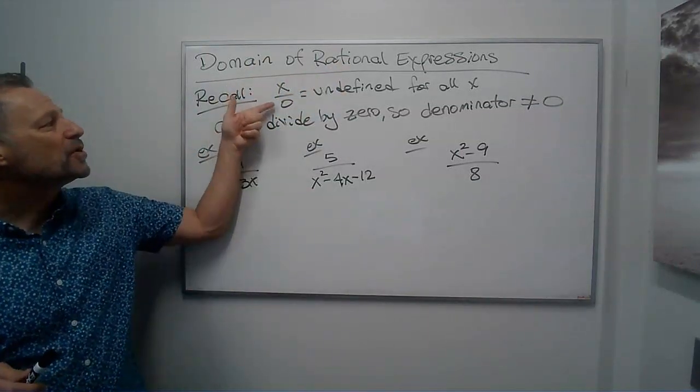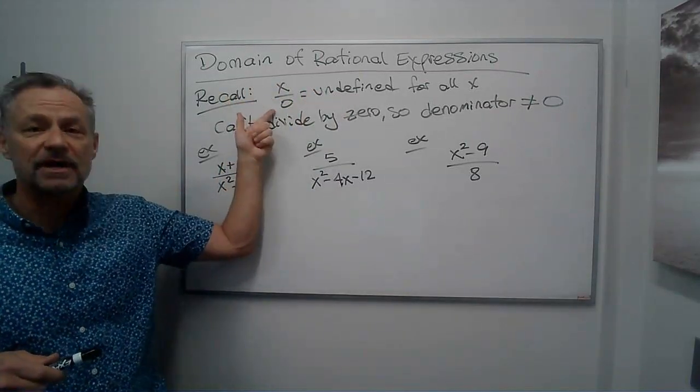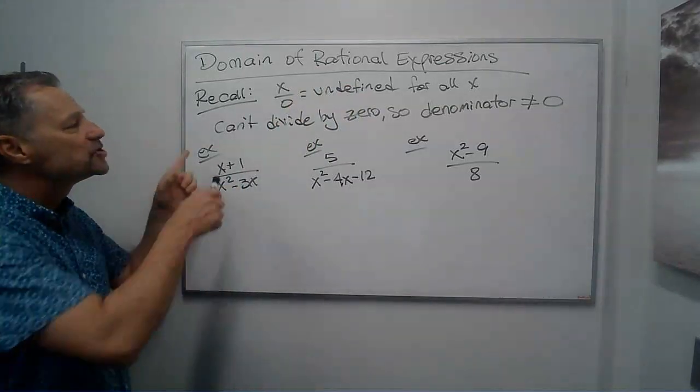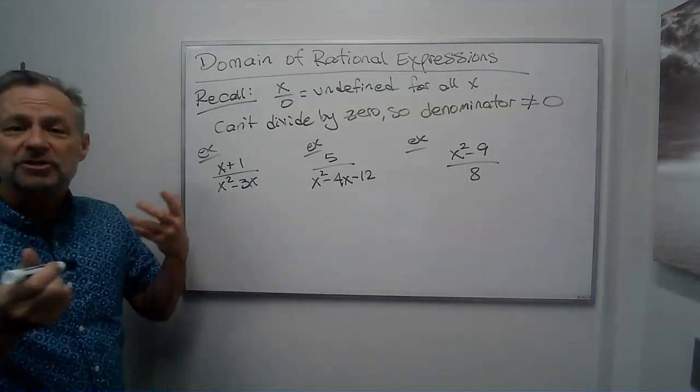And remember, we can never have zero on the bottom of a fraction. That's undefined. Anything divided by zero is always going to be undefined. So we can't divide by zero. Denominator can never be zero. So let's look at some examples.